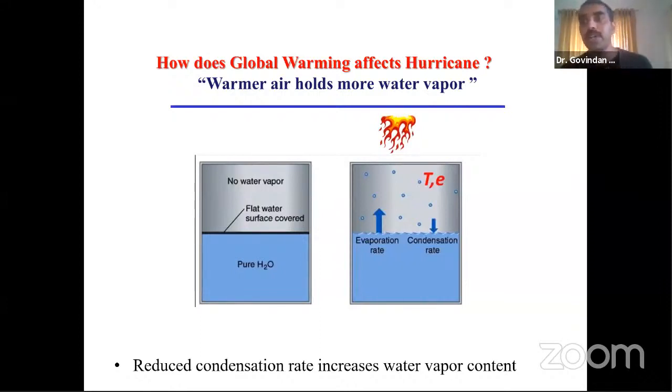Due to global warming, not just the surface but the atmosphere also gets heated up. When the atmosphere gets heated up, it can hold more water vapor than before. So when clouds form, they will have a lot of moisture in them. When there is a lot of moisture, the rainfall will be very huge, unlike before.